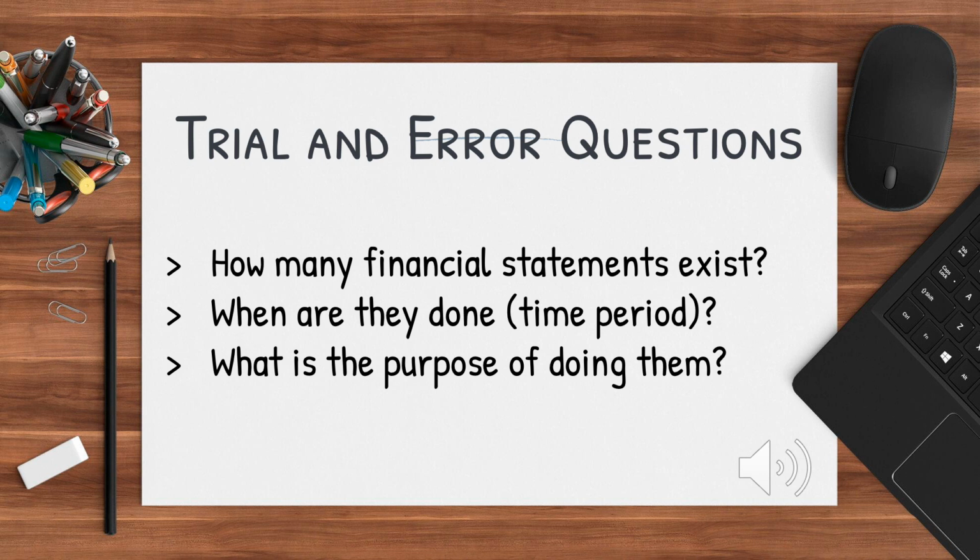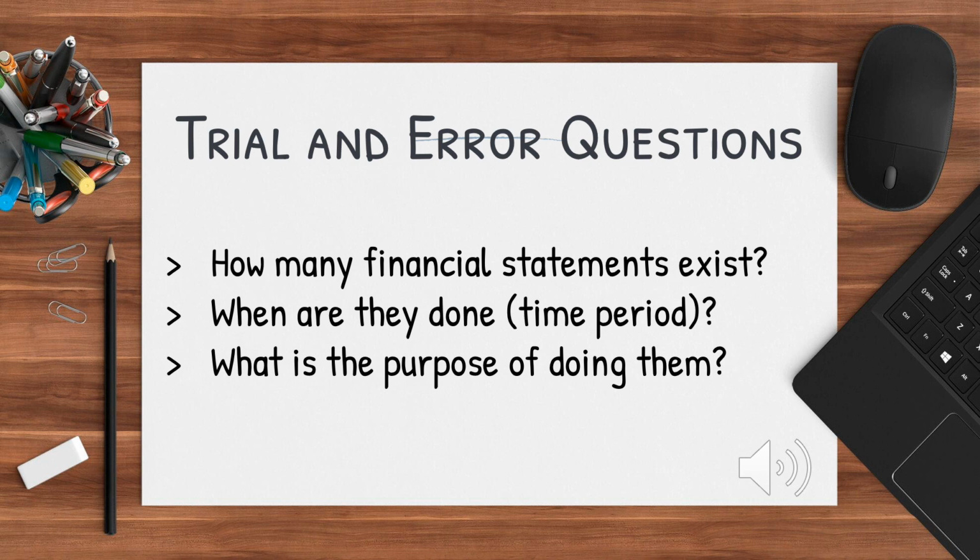As we go through, I have three questions that I posed as trial and error questions for you. And this is really a good check on what we know about financial statements, of which the income statement is. The first one: how many financial statements exist? You may be thinking one, two, three, or a lot more. But the main financial statements that really exist are the income statement, the balance sheet, and the cash flow statement. So there are really three main financial statements.